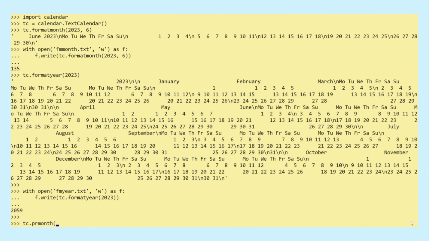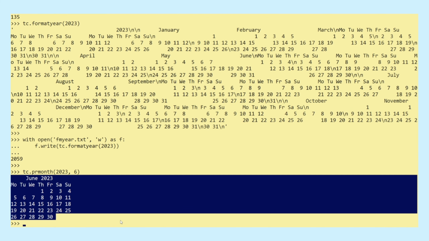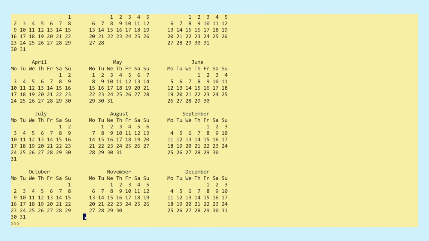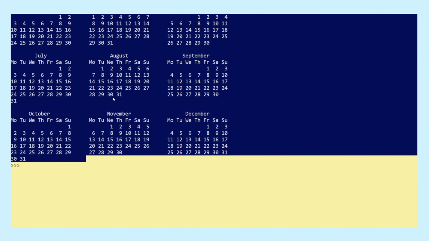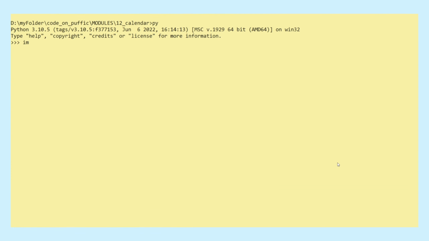Per month, print a month's calendar as returned by format month. Per year, print the calendar for an entire year as returned by format year. Locale text calendar object. This subclass of text calendar can be passed a locale name in the constructor and will return month and weekday names in the specified locale.